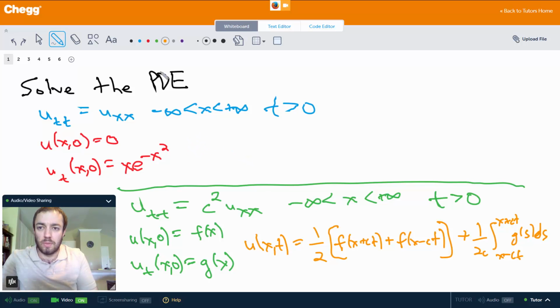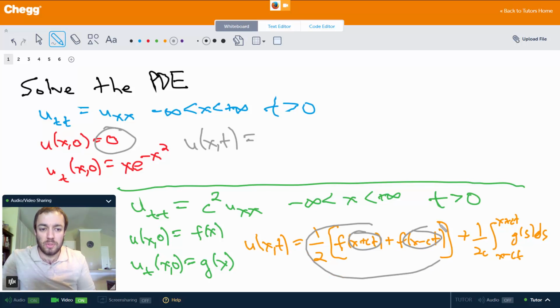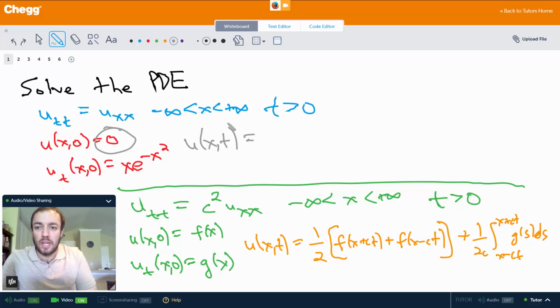So in our case, u of x comma t is going to be, well, here's our f of x. If f of x is always 0, then it's still going to be 0 even if we have x plus ct or x minus ct. So in our specific case, this entire thing is just 0. It's all gone. All we really have left is 1 over 2c, and remember, c is 1, times the integral from x minus ct to x plus ct, but again c is 1, of g of s ds.